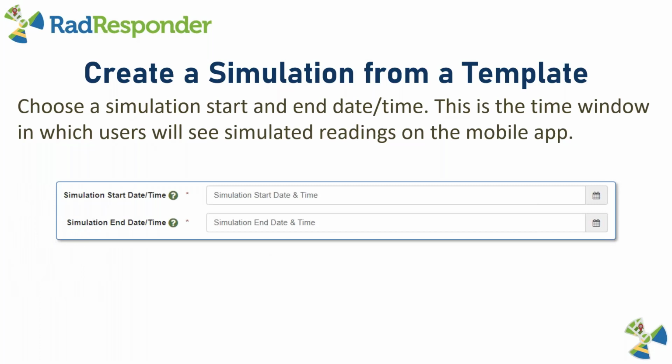I'll next choose a simulation start and end date time. This is the time window in which users will be able to see the simulated readings on the mobile application. So pretty straightforward there. Outside of that time window, they just won't see simulated readings.